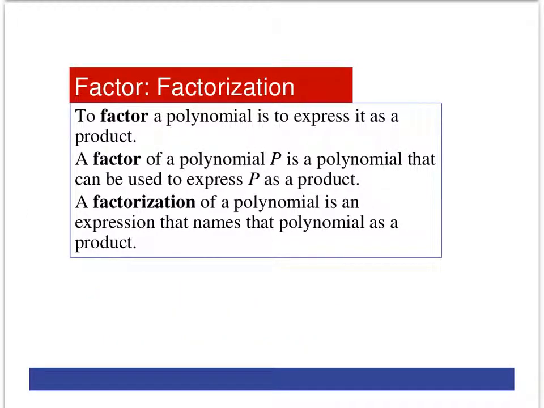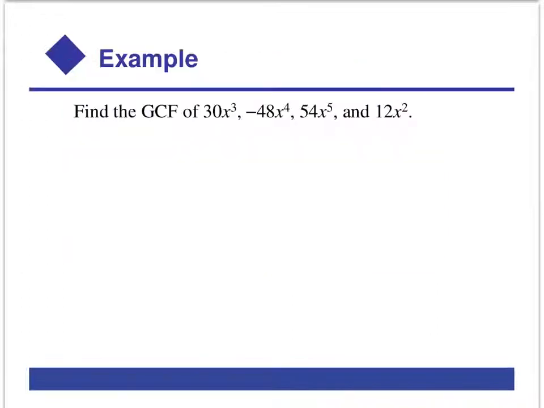So to factor a polynomial is to express it as a product. A factor of a polynomial P is a polynomial that can be used to express P as a product. A factorization of a polynomial is an expression that names that polynomial as a product. So we're going to find the GCF of all of these, and then we're going to break them down by prime factorization. I will break them down for you, and then we're going to look at them.